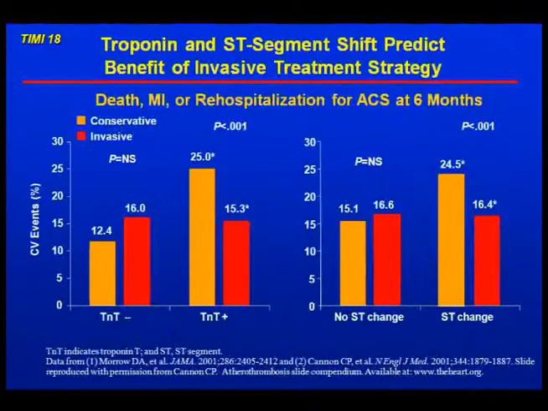This is a slide from TIMI 18, a randomized trial, which stratified the outcomes of patients who were managed with a conservative approach or an invasive approach, and looked at the impact of either troponin elevation or not, and ST segment change or not. What they found was there was no impact of an invasive management strategy in patients with a negative troponin or no ST segment change in the baseline ECG. But if the troponin was elevated or the ST segment was depressed, then there was a benefit of invasive therapy. So that's something that's easy to remember.